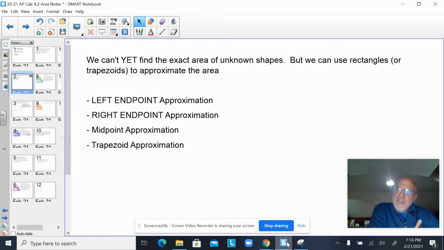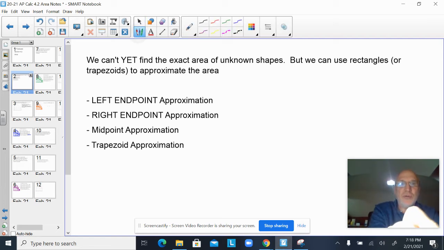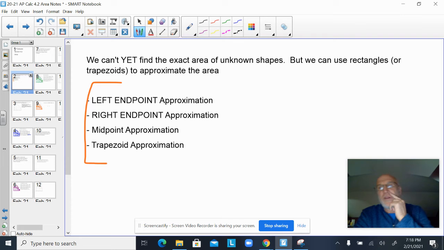But in this section, we're actually going to approximate areas. And we're going to use rectangles or trapezoids to do that. And so what I've got here is 4 different approximations that we are going to use. We're going to use what's called a left endpoint approximation and a right endpoint approximation and a midpoint approximation and a trapezoid approximation. Those will all make sense as we go through this lesson. So again, we're trying to find the area of an unknown shape. We're going to approximate the area of an unknown shape using shapes whose area we know.